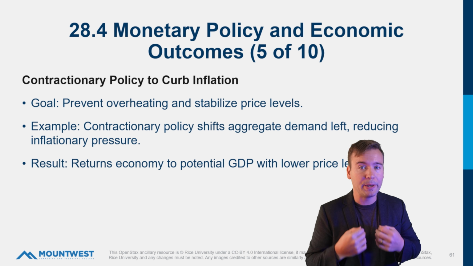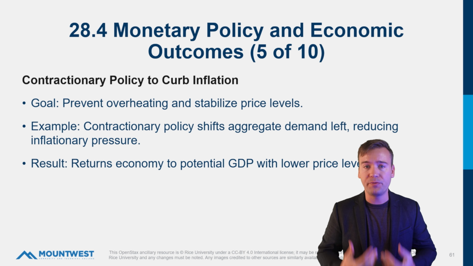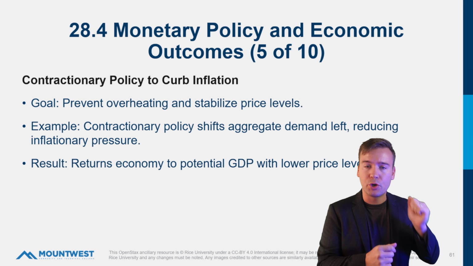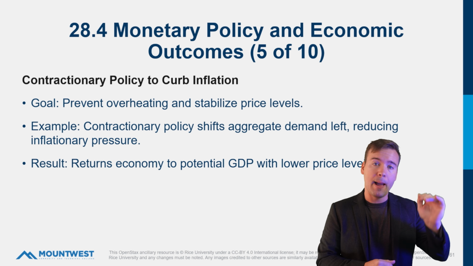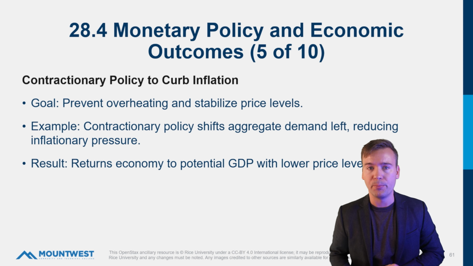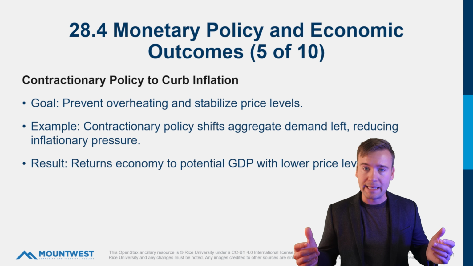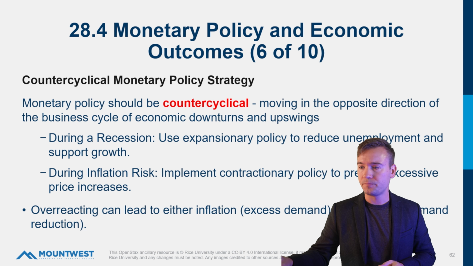When an economy is growing too quickly, it can overheat. It leads to rising prices, to inflation, right? The goal with contractionary policy is to curb inflation, stabilize price levels, bring the economy back down to its potential GDP, to that sustainable level of output that aligns with our full employment goals. So again, we're using those two policies to make these things happen.